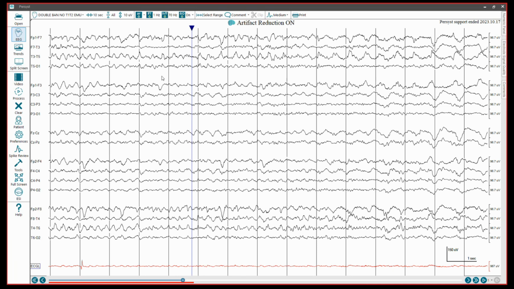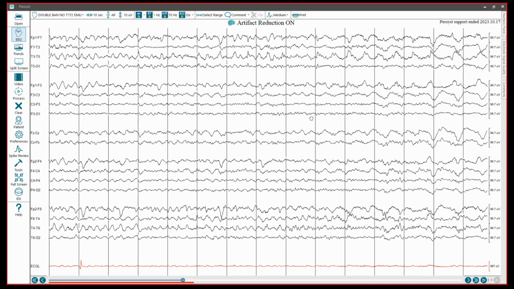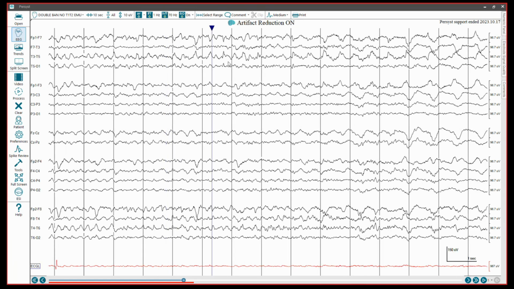All right, but we can see over the left temporal chain that it slows down into this rhythmic delta type of pattern here. We see it's a little bit faster to the right. However, maybe about right here, we can see that there's some synchronicity between hemispheres.